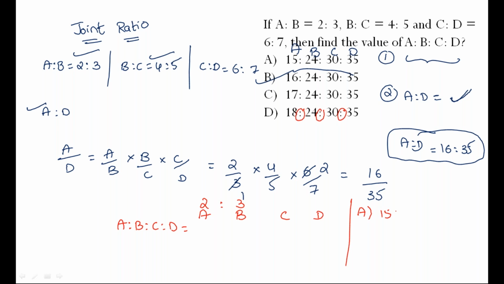Option A is 15 and 24. A and B is 15 and 24. This is 3 5s, 3 8s. Is it 2 is to 3 ratio? No. Option A is eliminated.